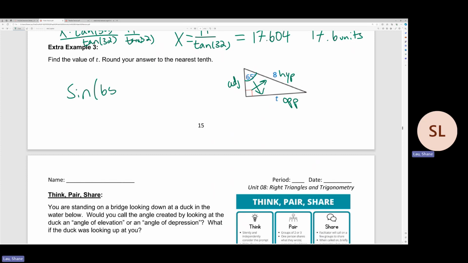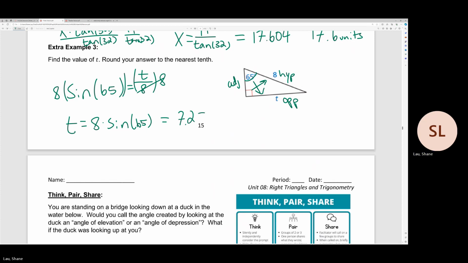Sine of 65 is equal to the opposite, which is t, over our hypotenuse, which is 8. And we're just going to solve for t. This one's a bit easier. We just multiply by 8 on both sides. These two will cancel. We get t is equal to 8 times sine of 65. And you should get the value of, I believe, something like 7.25 or something like that. But again, it also still says to round to the nearest 10th. So your answer should be 7.3 in this case units.